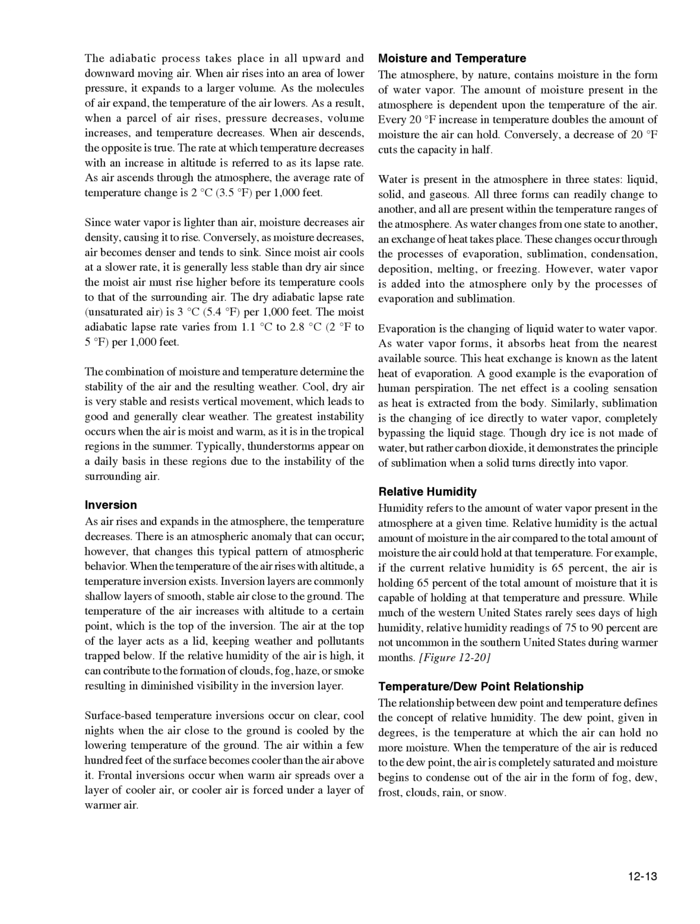Relative humidity. Humidity refers to the amount of water vapor present in the atmosphere at a given time. Relative humidity is the actual amount of moisture in the air compared to the total amount of moisture the air could hold at that temperature. For example, if the current relative humidity is 65%, the air is holding 65% of the total amount of moisture that it is capable of holding at that temperature and pressure. While much of the western United States rarely sees days of high humidity, relative humidity readings of 75 to 90% are not uncommon in the southern United States during warmer months.